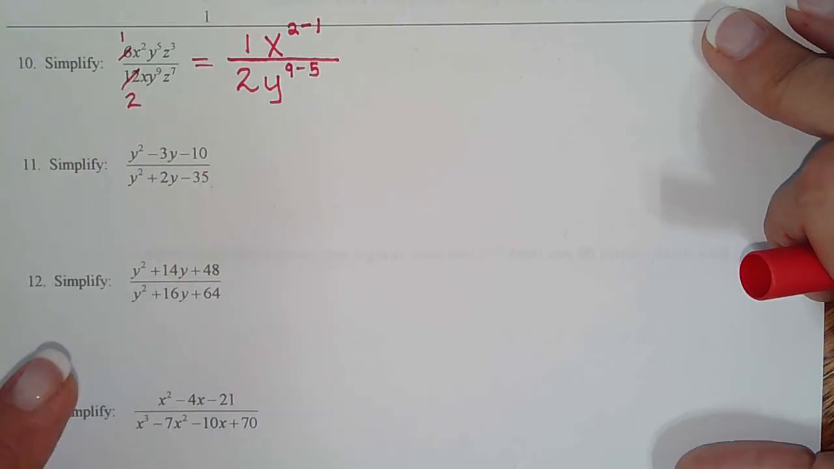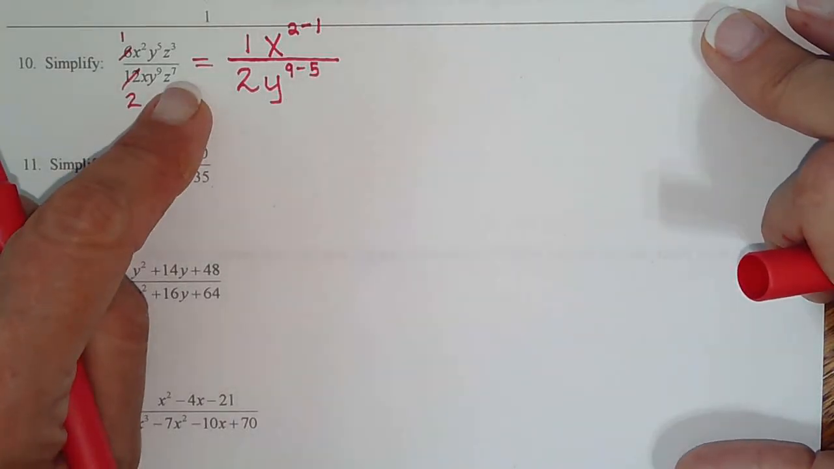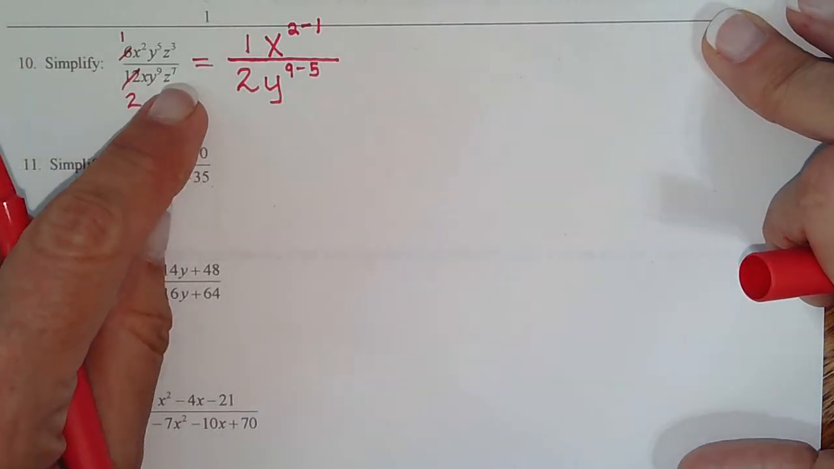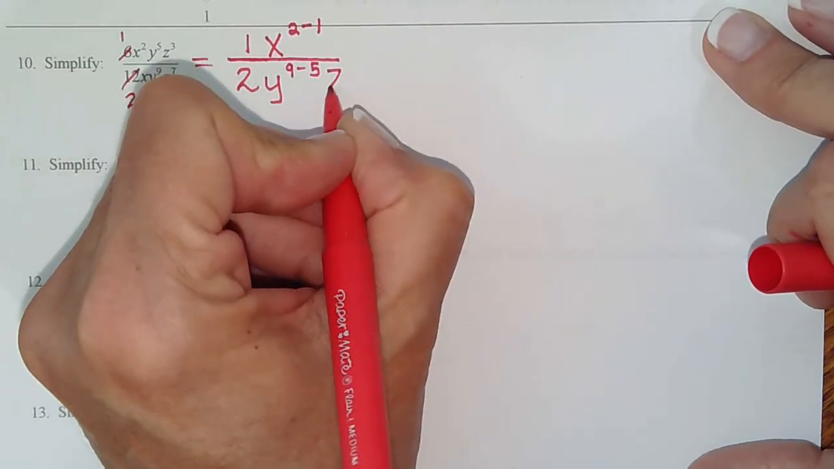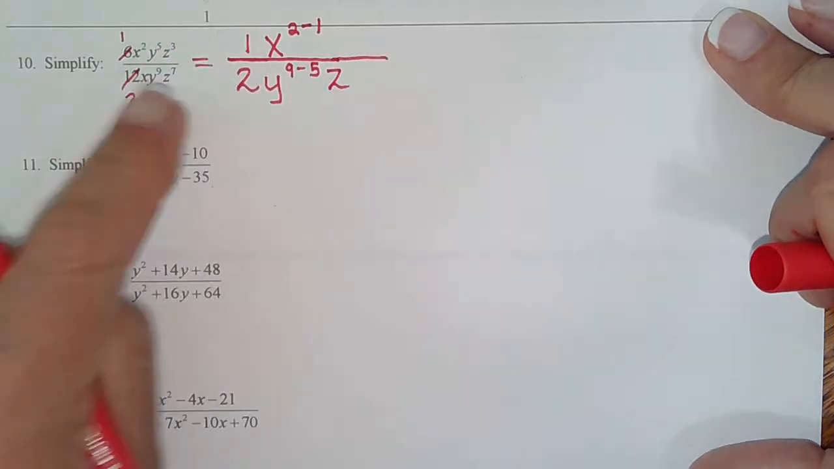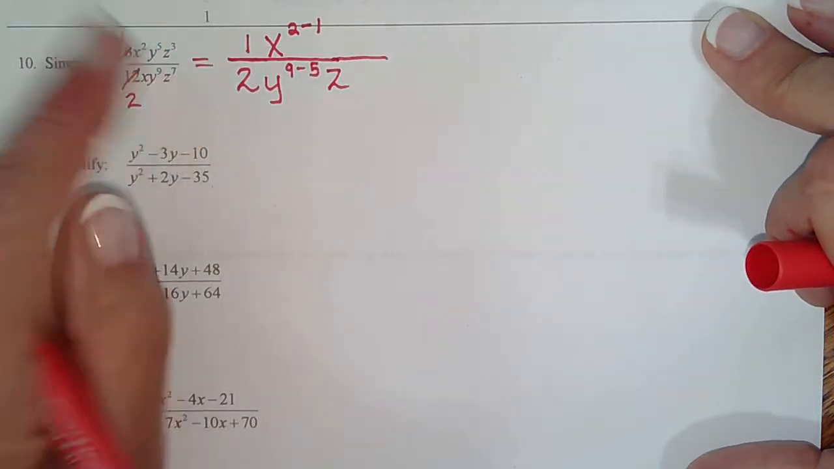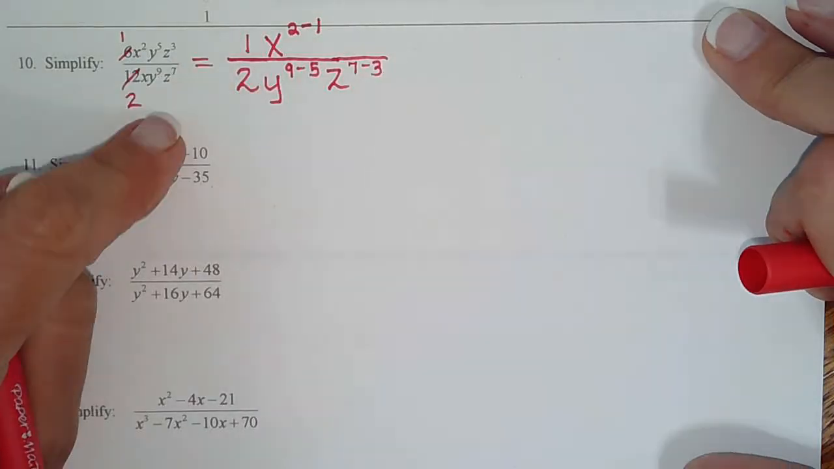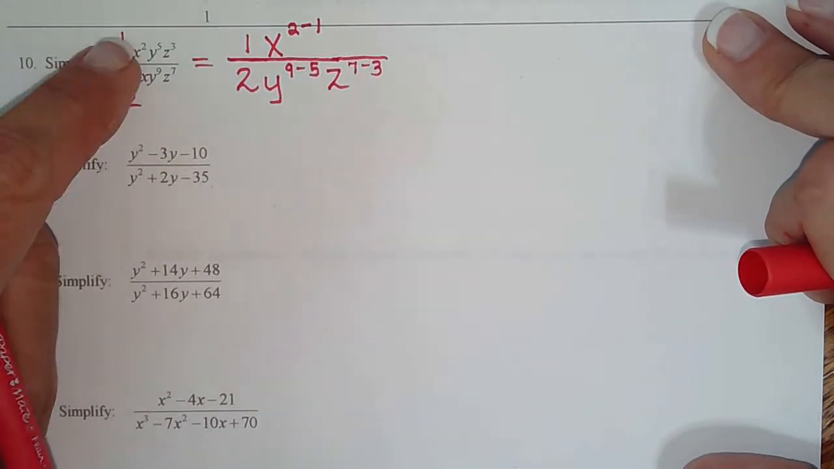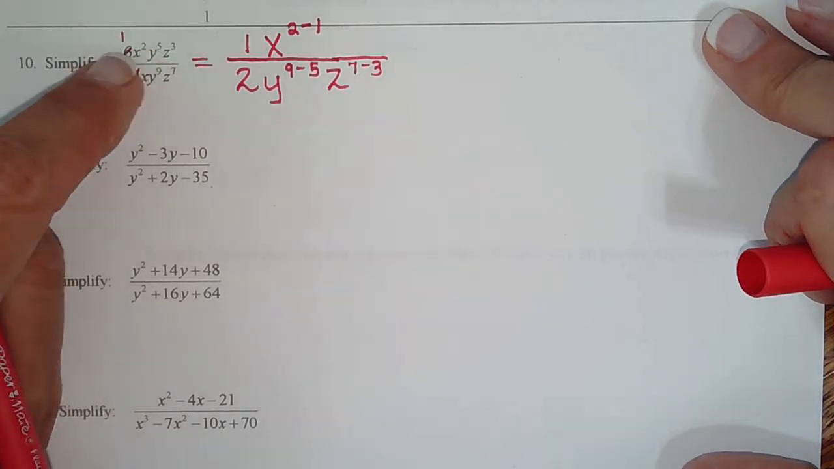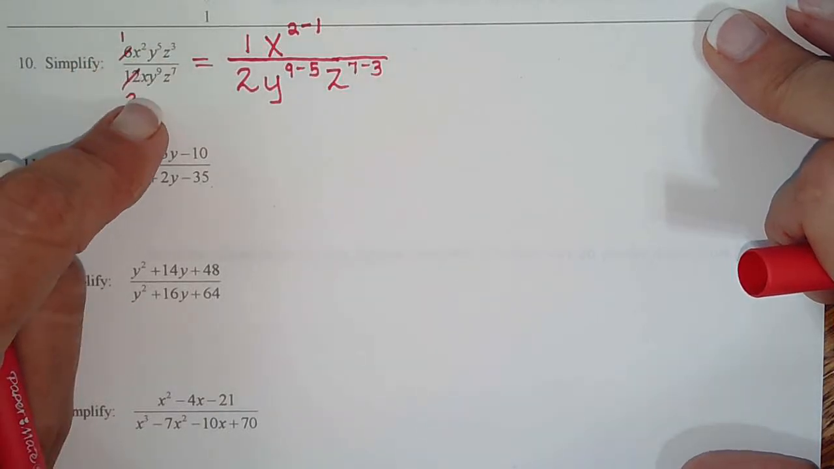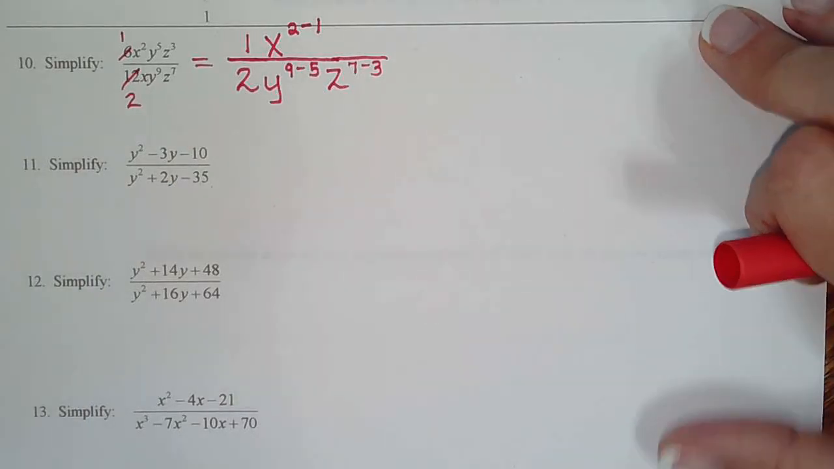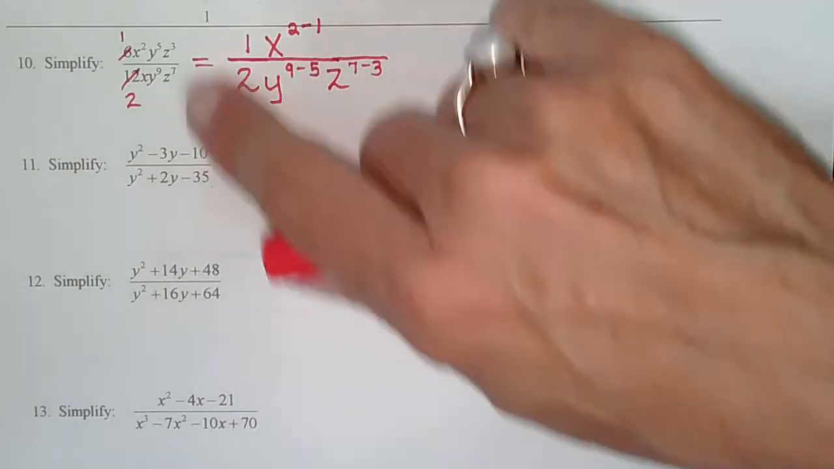So as long as you keep it on the side where the larger exponent is, you just do larger minus smaller. So this z is also going to stay in the denominator because its larger exponent is in the denominator, and I'm going to do 7 minus 3. So yes, if you were making them negative, you would go 2 minus 1, 5 minus 9, 3 minus 7. But we don't want negative exponents. We want to keep them all positive.